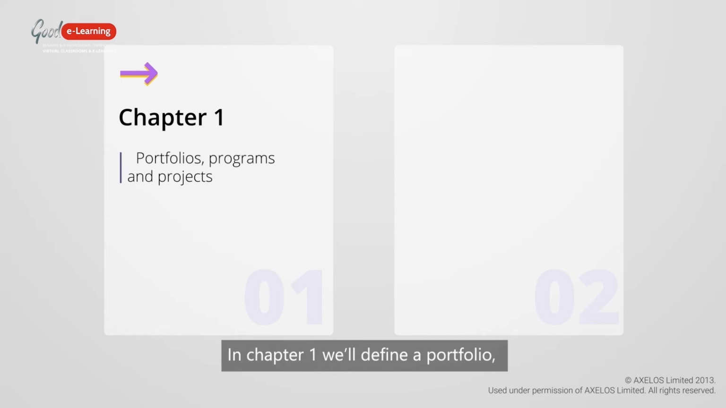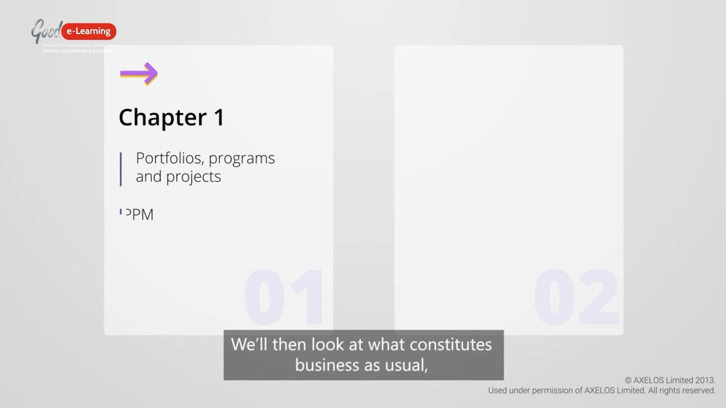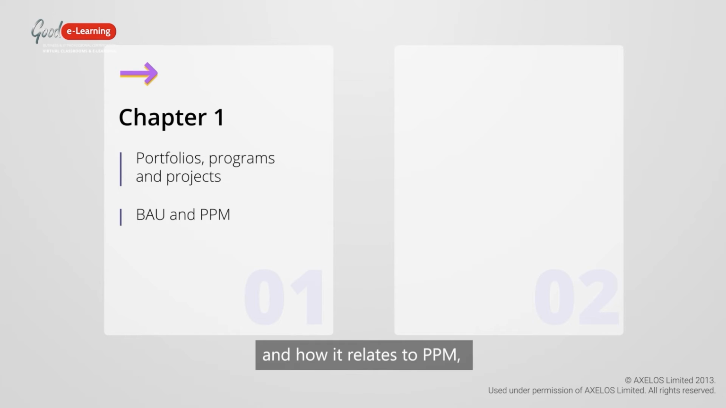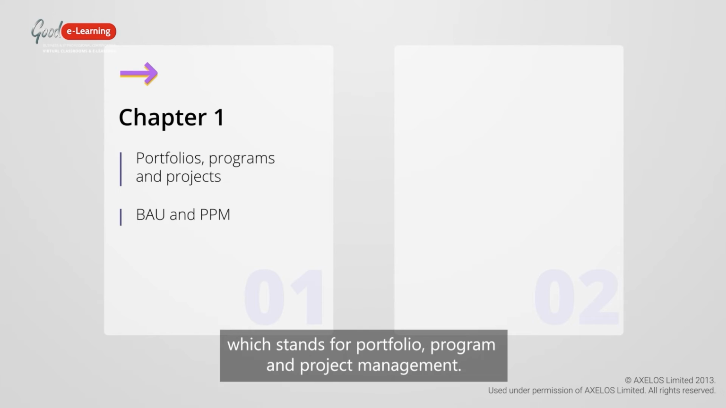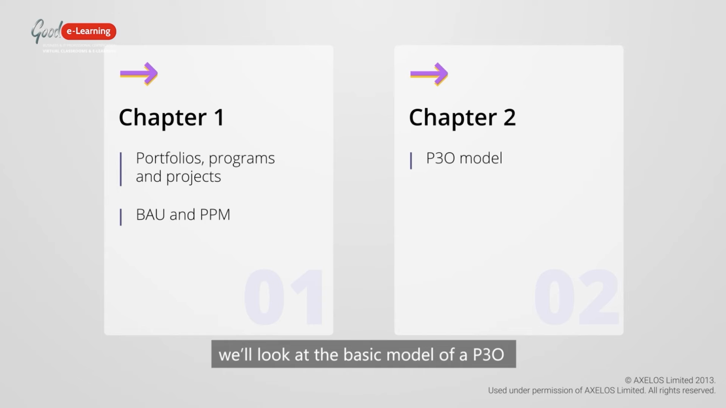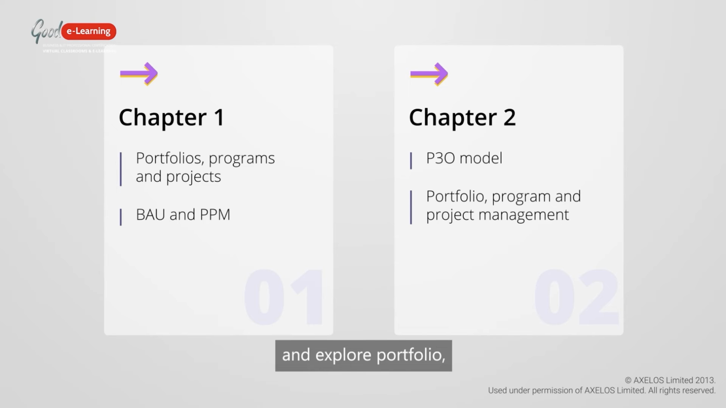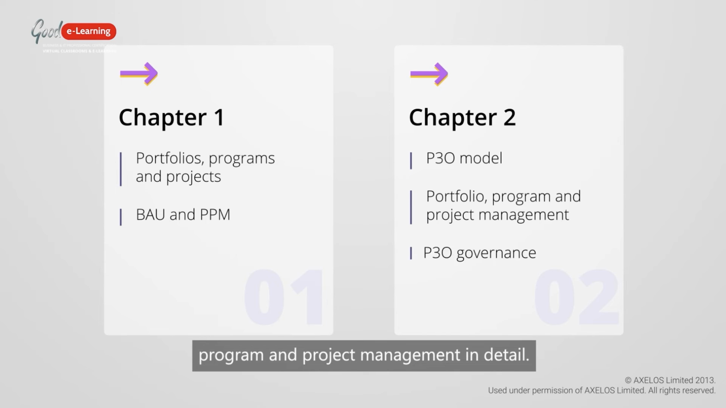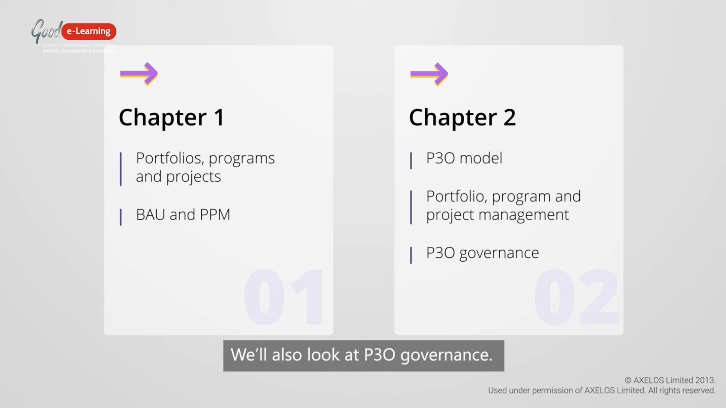In Chapter 1, we'll define a portfolio, program and project in more detail. We'll then look at what constitutes business as usual, or BAU, and how it relates to PPM, which stands for Portfolio, Program and Project Management. In Chapter 2, we'll look at the basic model of a P3O and explore portfolio, program and project management in detail. We'll also look at P3O governance.